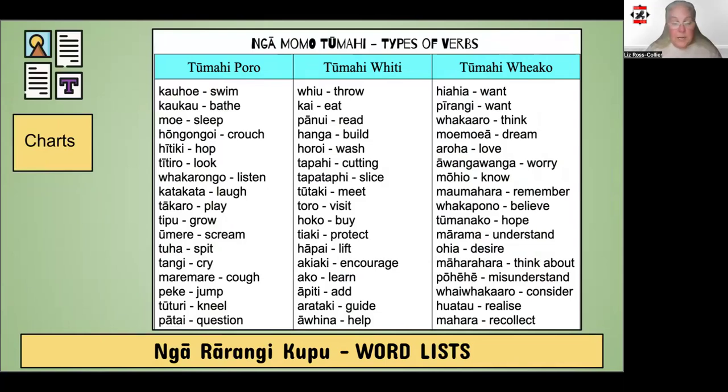Next up, we've got charts. Using a chart or a poster as a study tool is helpful for putting information into groups or categories, making lists of words, or looking at the parts of a sentence in more detail. Here's a few examples of those that you might like to try. The first one is a chart showing different types of tūmahi. Tūmahi poro, tūmahi whiti, tūmahi whiako.